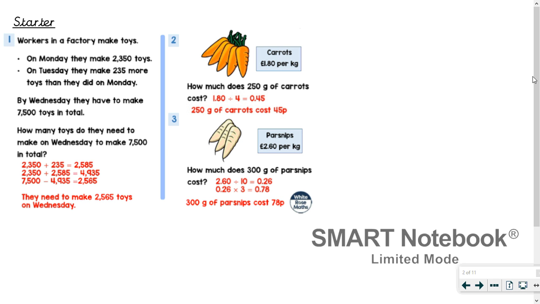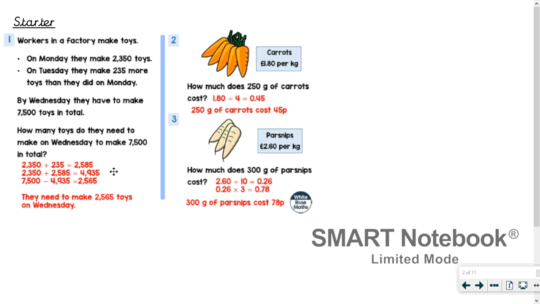The first thing to do is know that on Tuesday, they make 235 more toys than Monday. So if they're making more, we're going to do some adding. So to work out Tuesday, we do 2,350 add 235, and that leaves us, as you can see there, with 2,585. So that's Tuesday. Then, to work out what we've already made on Monday and Tuesday, we add Monday's toys and Tuesday's toys together. So 2,350 add 2,585 equals 4,935. That's how much we made in the first 2 days.